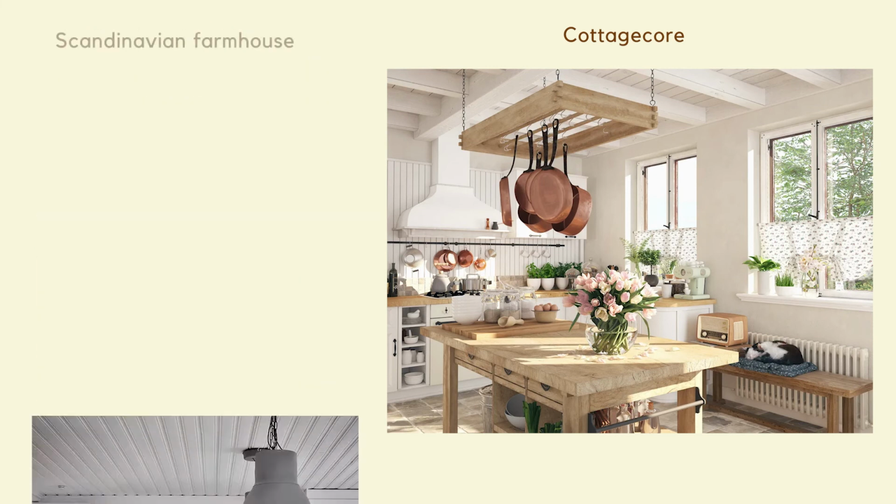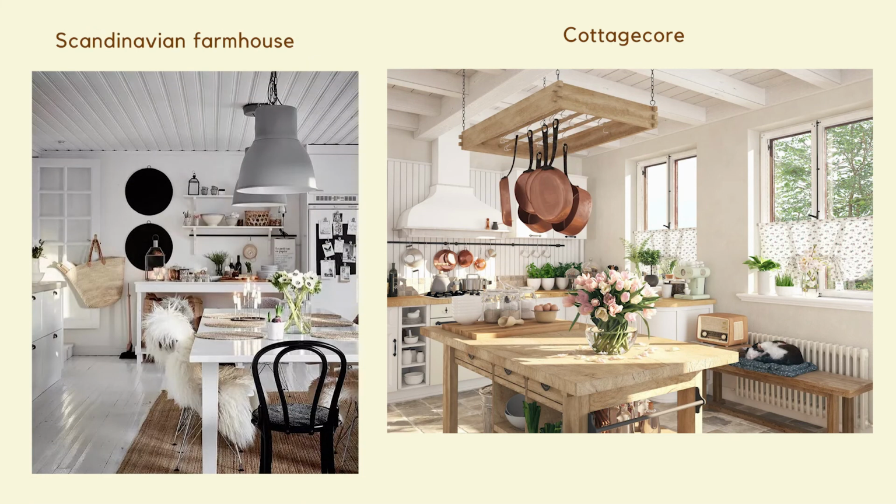Now, one last thing that we need to talk about before I end this video is the evolution of farmhouse style. I think the very traditional form of farmhouse has kind of run its course. We don't really see that as much. I think the style has evolved into a bunch of different styles, like for example, modern farmhouse or cottagecore or Scandinavian farmhouse. So let's just take a quick look at some of the key differences here.